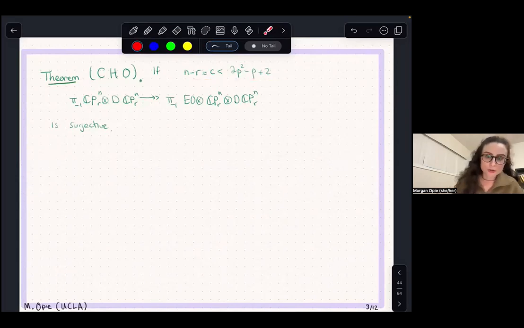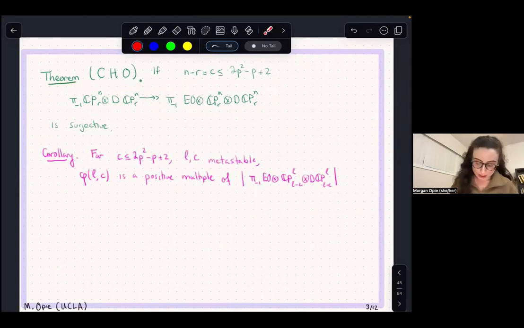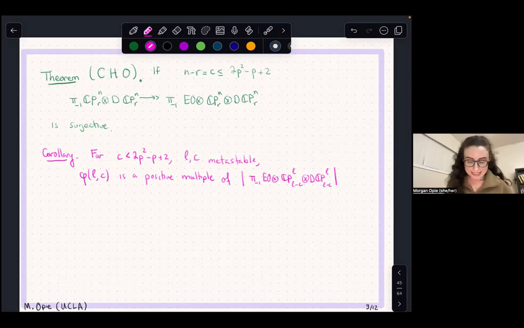For co-rank less than 2p² − p + 2, we can prove that this map is actually surjective, meaning that any EO module map that we build automatically lifts to a map of spectra, and therefore we're detecting interesting bundles by computing EO modules. So as a corollary, for C strictly less than 2p² − p − 2, and L, N, C in the metastable range, this number Φ_LC of stably trivial co-rank C bundles on CP^L is some positive multiple of the size of this group.